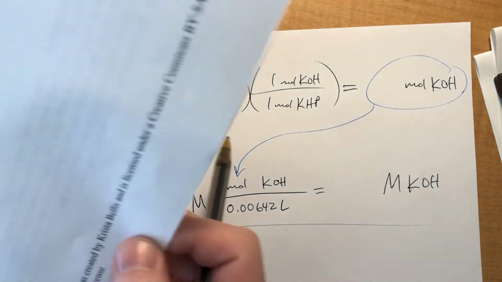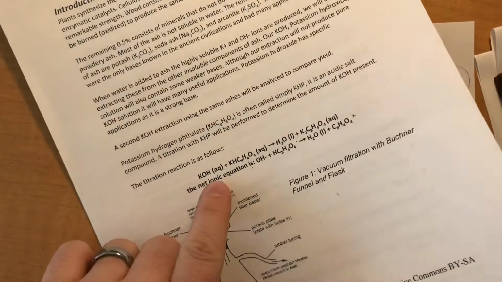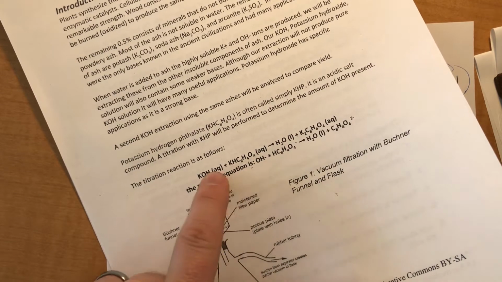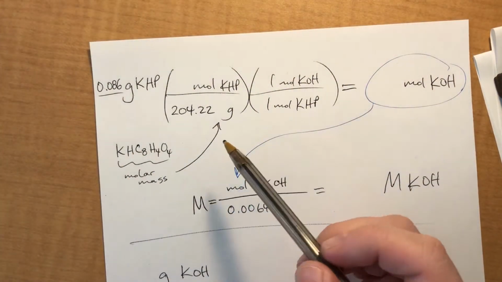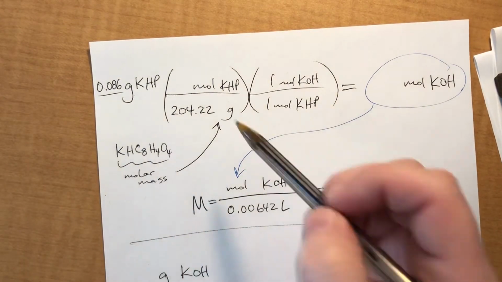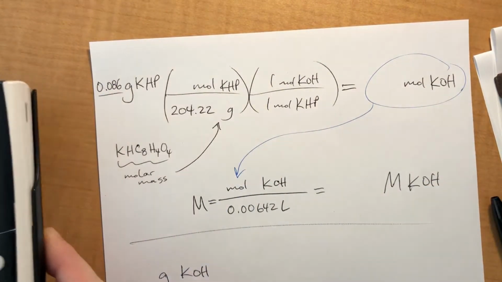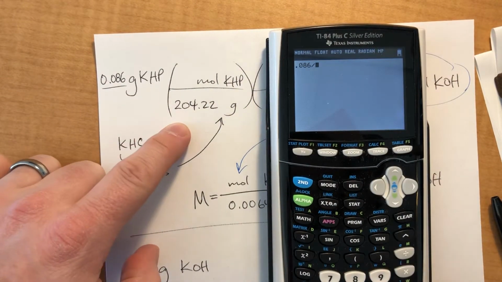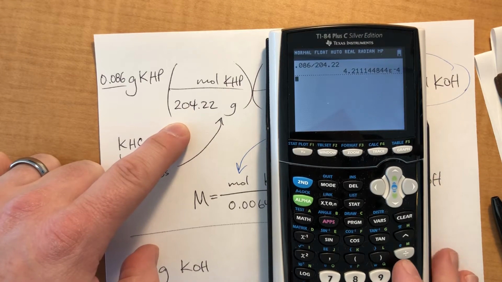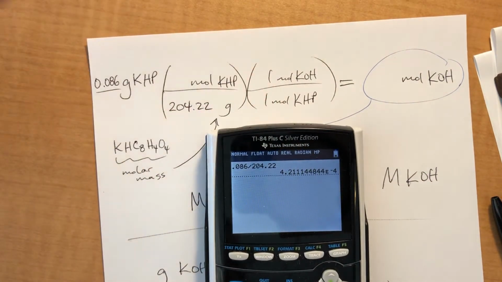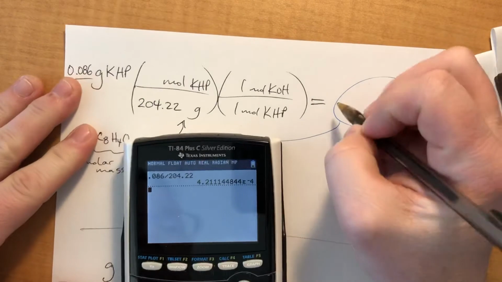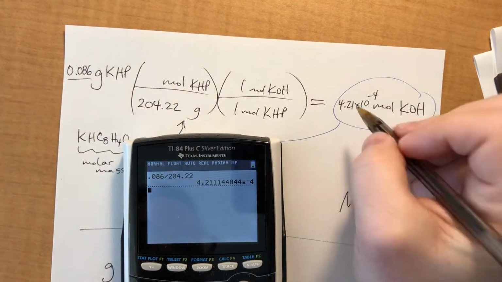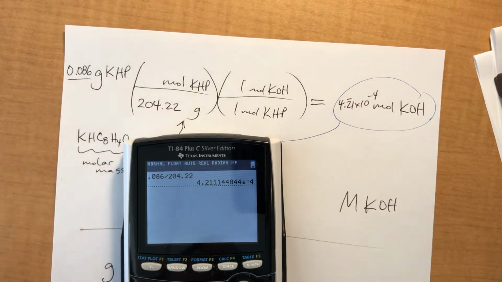You're dividing by this so that grams cancel out, and that will convert from grams to moles. The balanced equation that you were given on the front page shows that for every 1 mole of KOH, you will have 1 mole of KHP. So it's a 1-to-1 ratio. If we plug this all in, we will get moles of KOH. It's probably going to be a small number: 0.086 divided by 204.22, times 1 divided by 1, which doesn't change anything. The number I got here was 4.21 times 10 to the negative 4th. Honestly, probably only 2 sig figs on this, but that's okay.